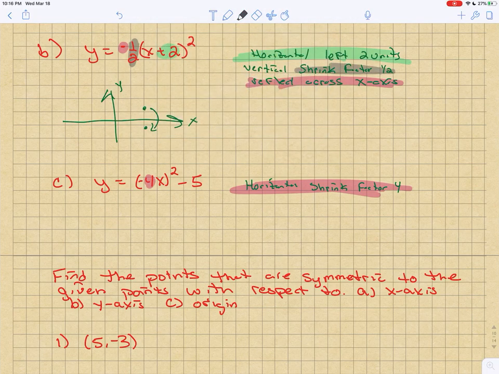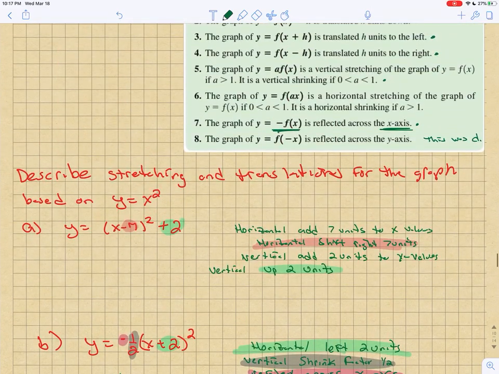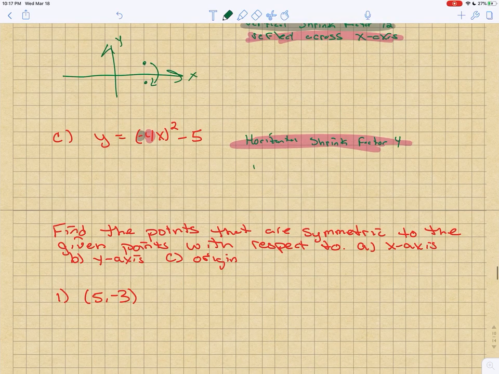Sorry, I'm just highlighting what I didn't highlight up here before. I have this, the negative. That's also horizontal. That's inside. And remember, that reflects across the y-axis.